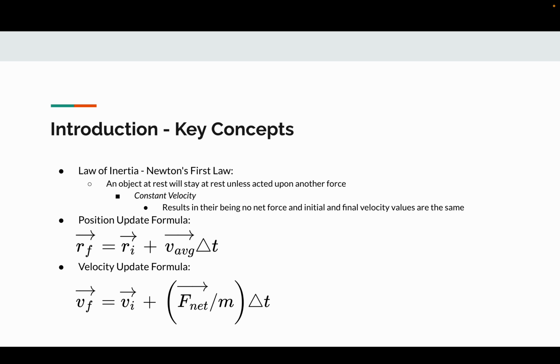We will also be using the position update formula, which uses the object's initial position as well as its average velocity multiplied by the change over time in order to update the final position of an object. The average velocity will be equal to the initial velocity since the object is in a state of constant velocity. We'll also use the velocity update formula, which similarly has an initial velocity with the net force being multiplied and divided by change over time and mass respectively, which updates the object's final velocity.